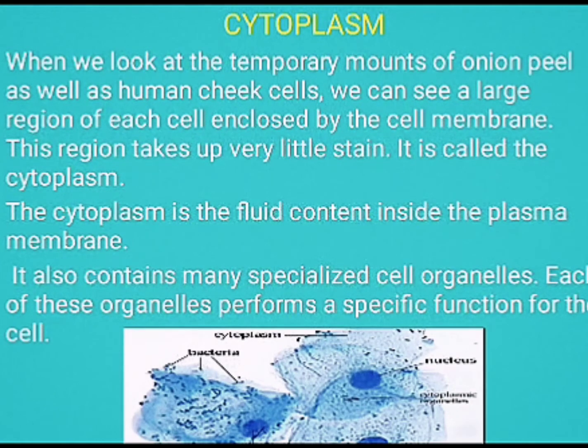Cytoplasm. When we look at the temporary mounts of onion peel as well as human cheek cells, we can see a large region of each cell enclosed by the cell membrane. This region takes up very little stain.